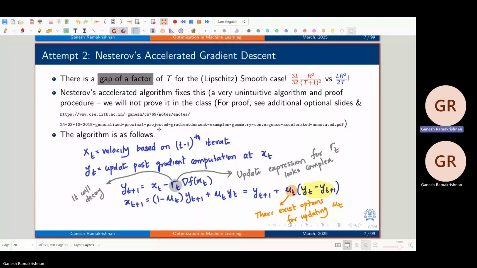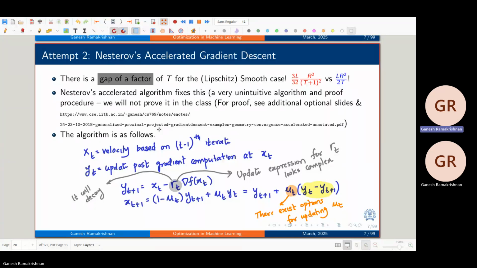So xt plus 1 will have 1 minus mu t times yt plus 1 plus mu t times yt. Now what is this mu? Mu is this decay rate. Now you see, because I've kept the x and y separate, the decay and the step size are coming out separately.